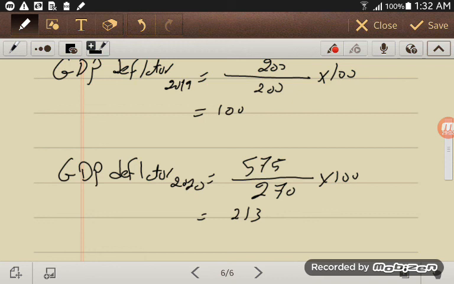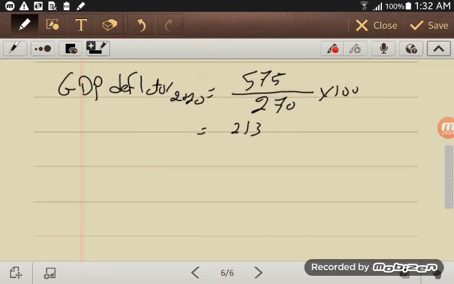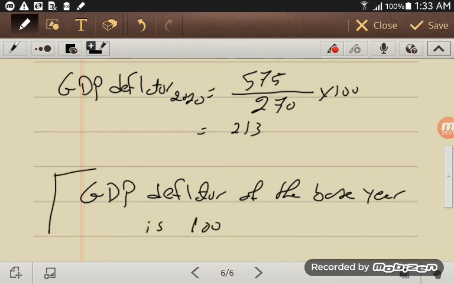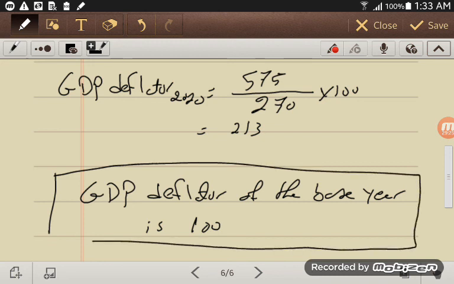From this we can conclude that GDP deflator for the base year will be 100 without any calculations. We can note that GDP deflator for the base year is 100.